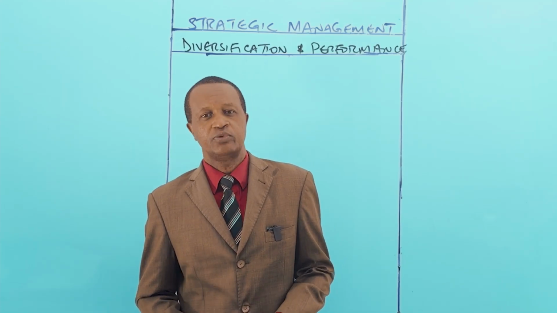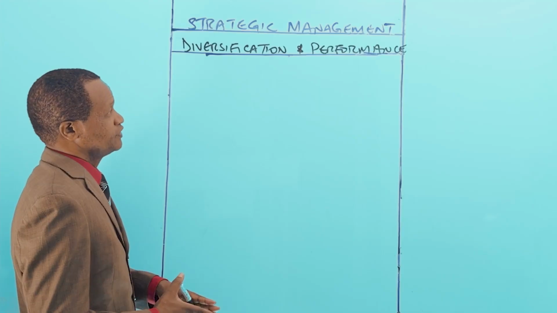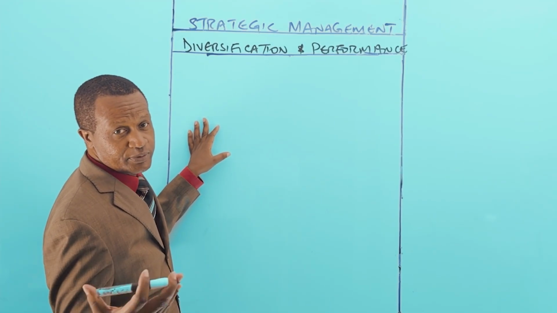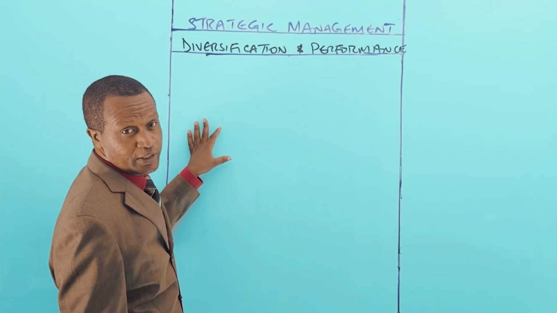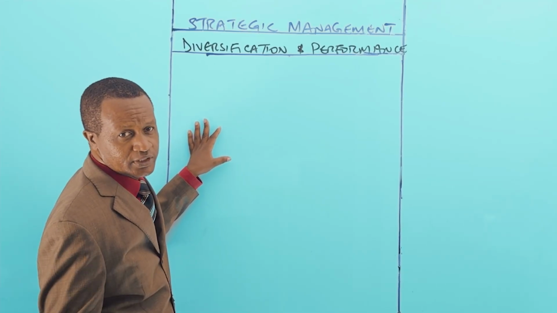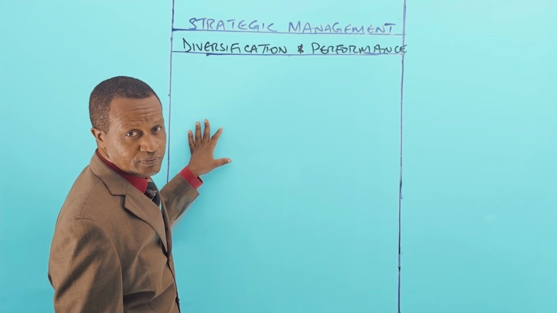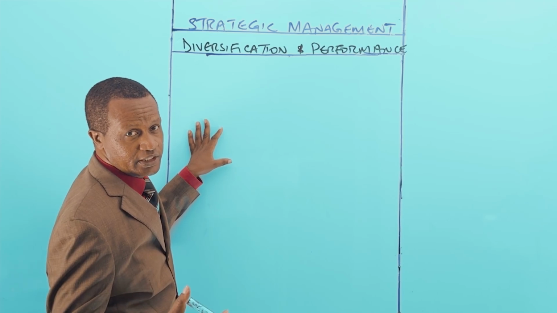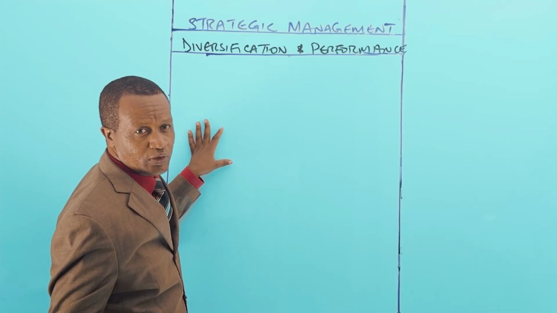We are continuing with the subject strategic management. Today, our focus is on diversification and performance. In this lesson, we will study the different types of diversification and how these types of diversification impact on performance. In other words, we'll be looking at the performance outcomes of different types of diversification.